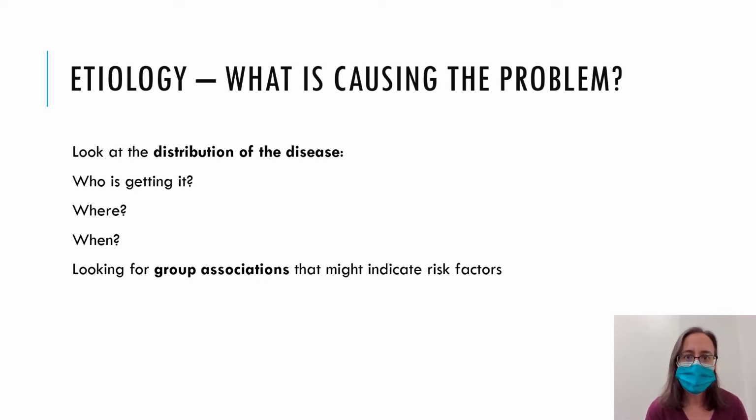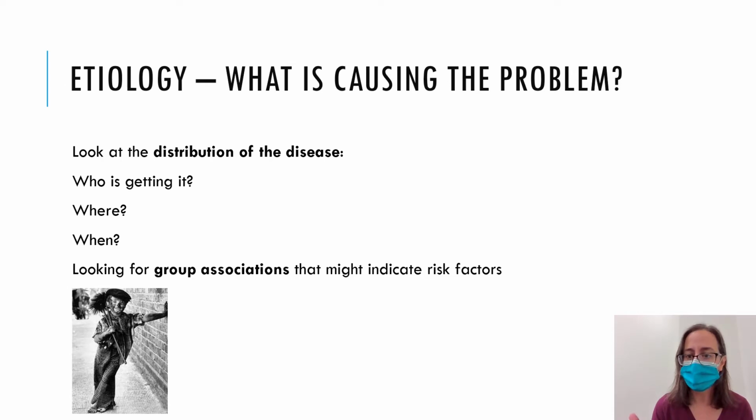So we're going to look at the distribution of the disease. We look at who is getting it, where are they getting it, and when are they getting it. And that can point us to what are called group associations that might indicate risk factors. For example, in the book, they talked about how chimney sweeps were found to have really high rates of testicular cancer, right? So they found that these chimney sweeps were the people who were getting it in the places where they were employed, right? And they were getting it at kind of all different points in their life cycle. And so they said, well, gosh, there must be something about chimney sweeps, that they're exposed to something that increases the risk for testicular cancer, right? And it ended up being the coal dust.